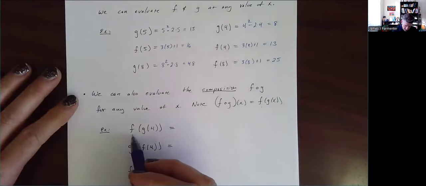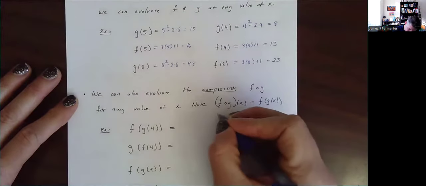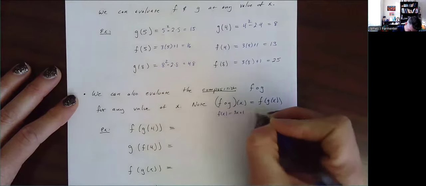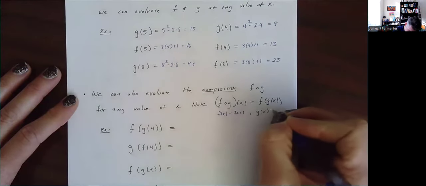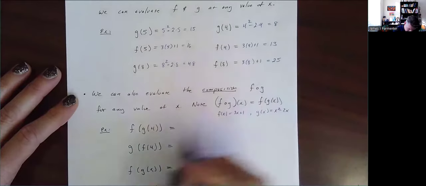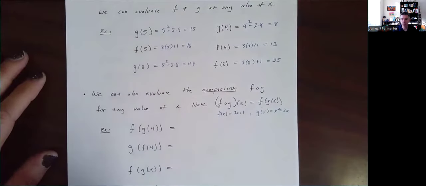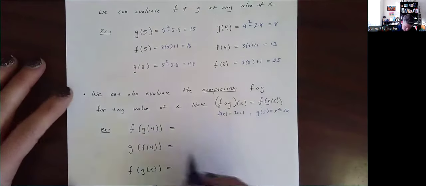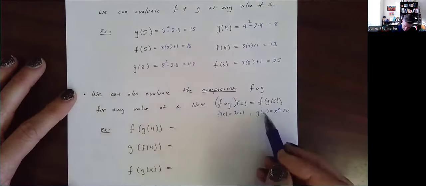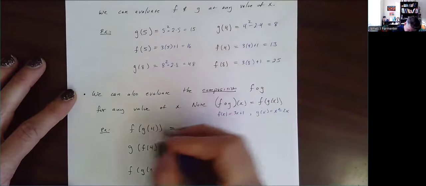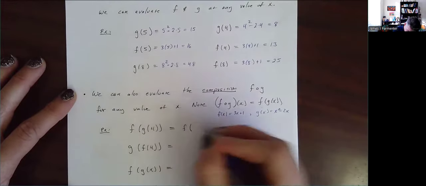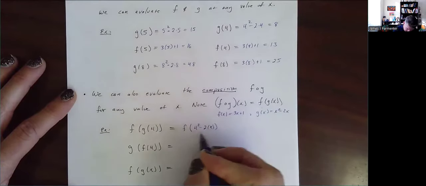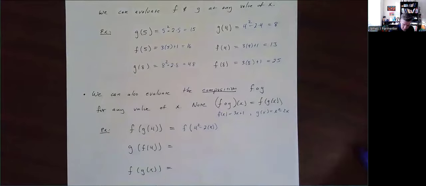So for the same functions, and again, I'll write them over here just so we have them for reference: f of x equal to 3x plus 1 and g of x equal to x squared minus 2x. I want to find f of g of 4. So if I was doing this, I would work from the inside out. So I would say, okay, g of 4. So g of 4 is going to be 4 squared minus 2 times 4. So f of g of 4 is going to be f of 4 squared minus 2 times 4. Right, the inside there is my g of 4.